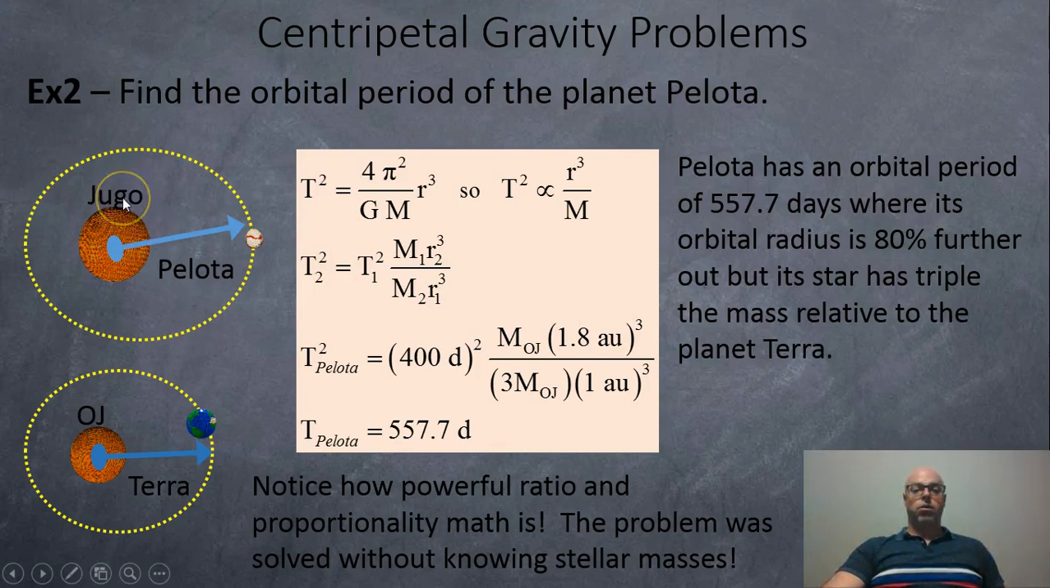All right, so we got our 2 star systems. Star system for Hugo, which has the planet Pelota, and the star system OJ, which has the planet Terra. So once again, we don't know a lot of information, but that's okay. We can use this ratio proportion math.